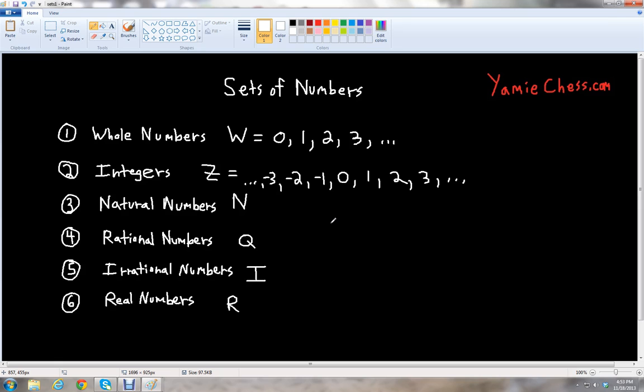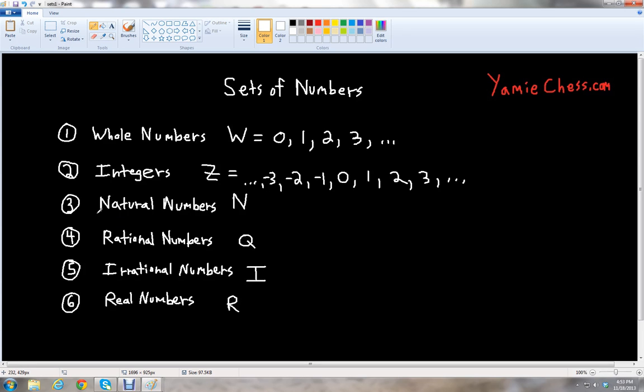And so the whole numbers were the 0, 1, 2, 3, and so on. And then the integers were like the whole numbers and their opposites. So include the whole numbers, 0, 1, 2, 3, etc. And then also the opposite ones, the -1, -2, -3, so on.